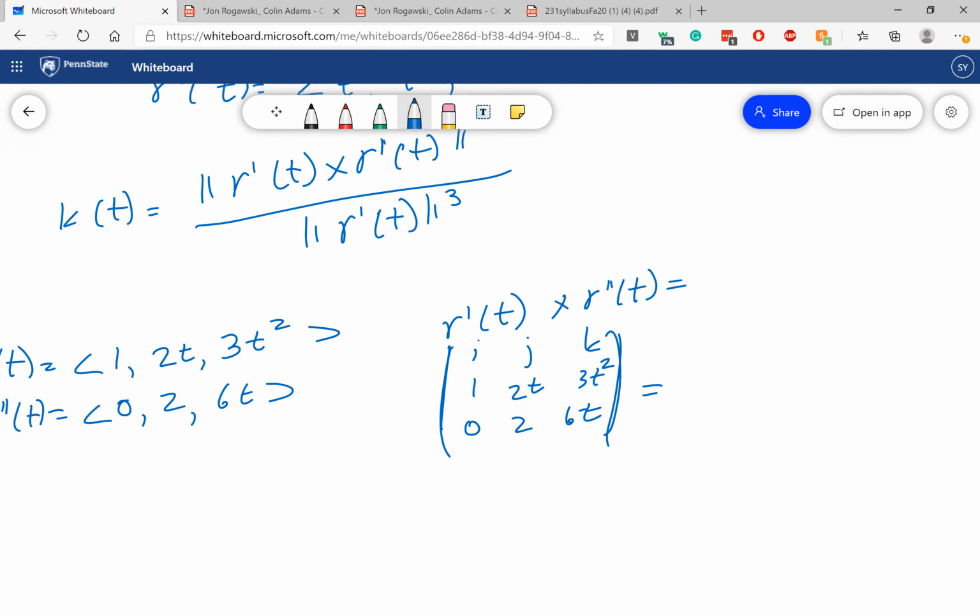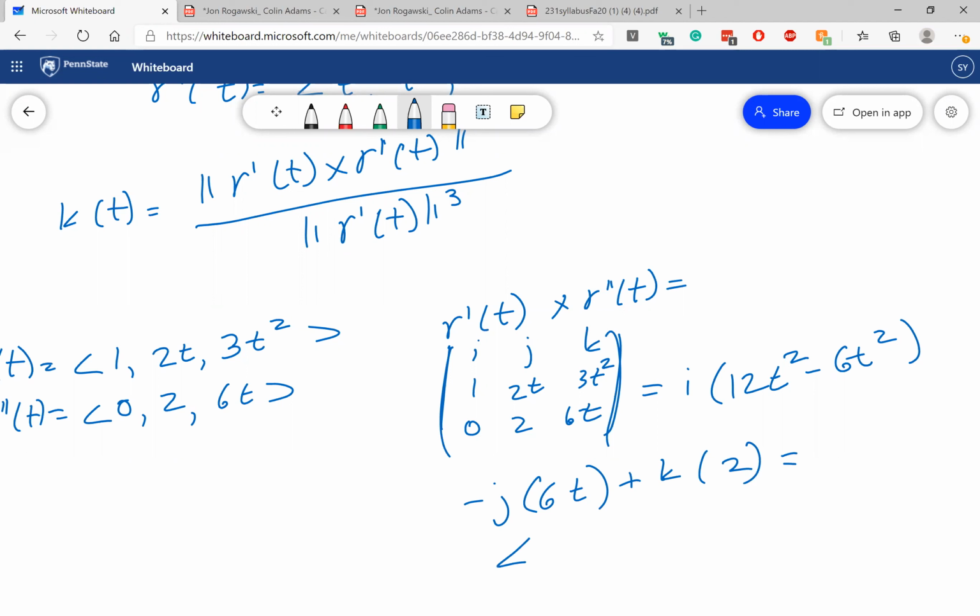okay, i times, and then this over here is going to be 12t squared minus 6t squared, minus j times 6t, plus k times 2, which is equal to 6t squared, negative 6t, and 2.